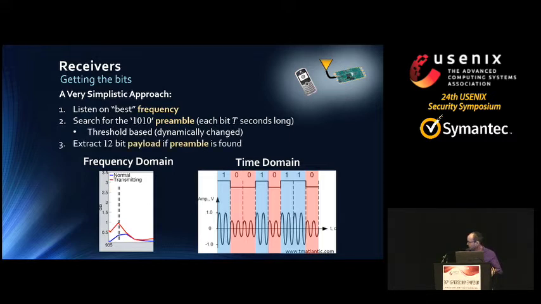And at the bottom, you can see two figures. The first is the frequency domain, which shows you the difference in the energy received in that frequency. And the time domain is basically what it'll look like if you're looking at that frequency. For example, at a 1, there's a significant rise in the amplitude, and if it's a 0, then it's basically at the noise floor.